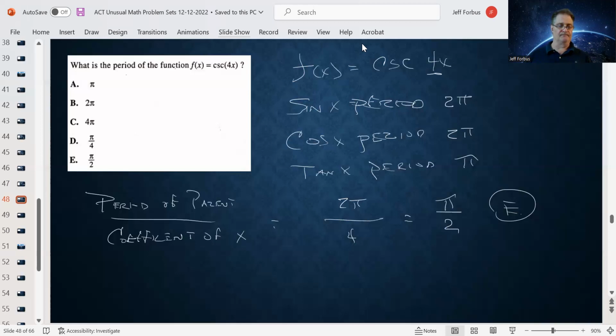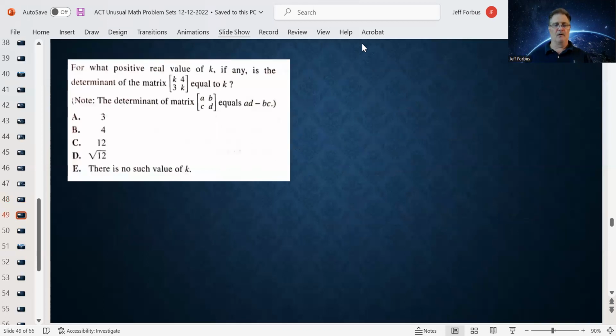Now, let's go on to the next question. So this is a neat question. In the note, they tell you how to solve it. Most people overlook the note and don't follow the instructions. So for what positive real value of k, if any, is the determinant of the matrix equal to k? So here's the matrix they give us. We're going to look for the determinant, k, 3, 4, k.